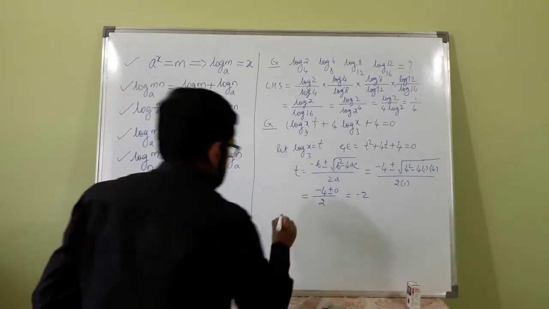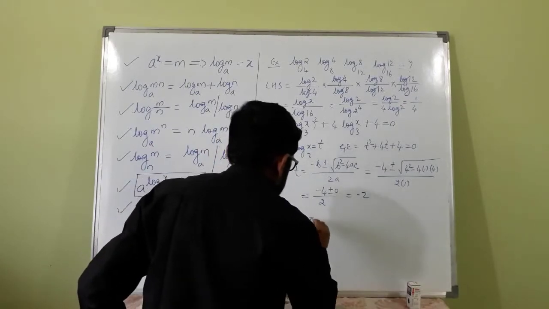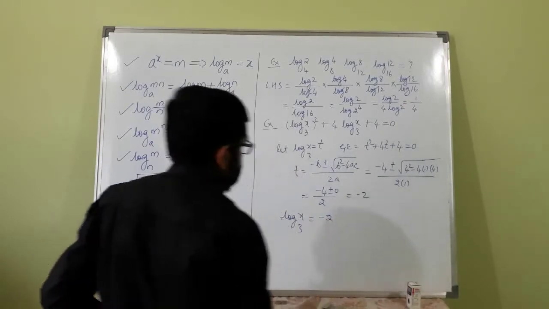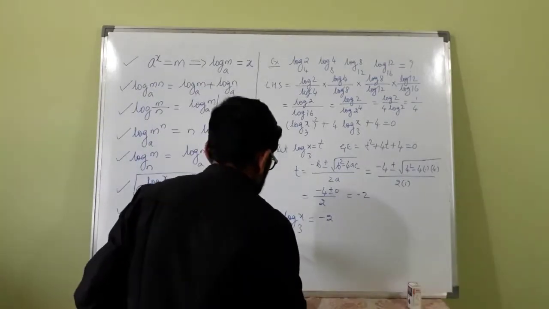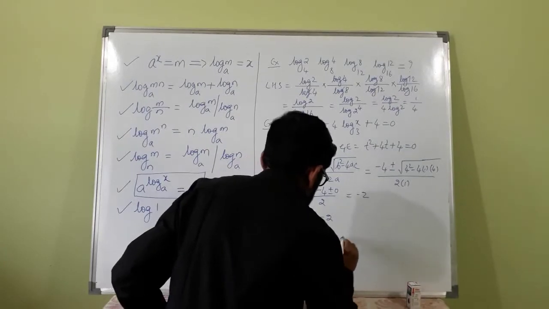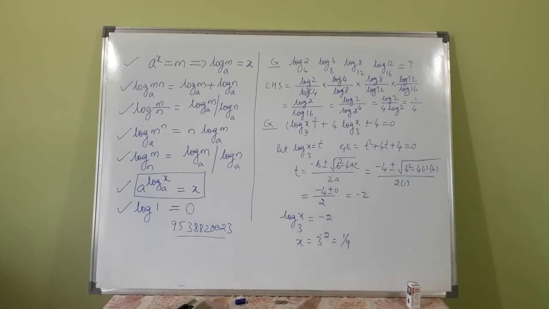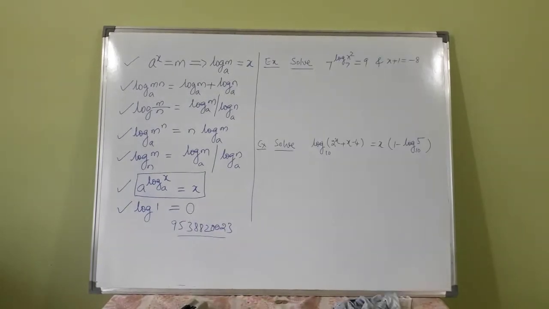What is t? Log x to the base 3 is t, that is equal to minus 2, therefore x is equal to 3 to the power minus 2, or this is 1 by 9. 1 by 9 is the answer.